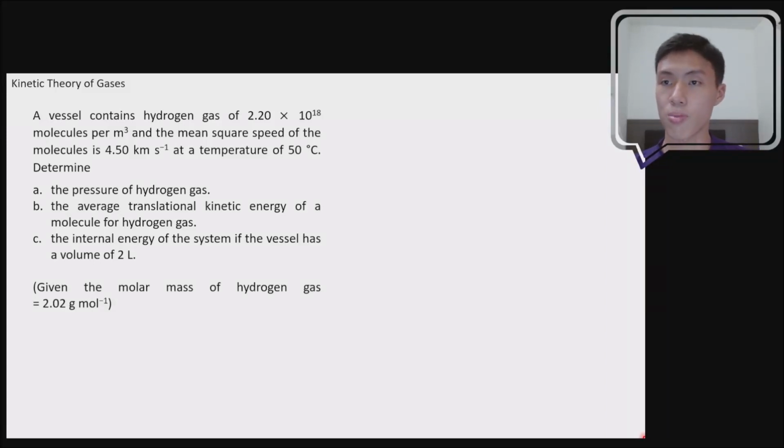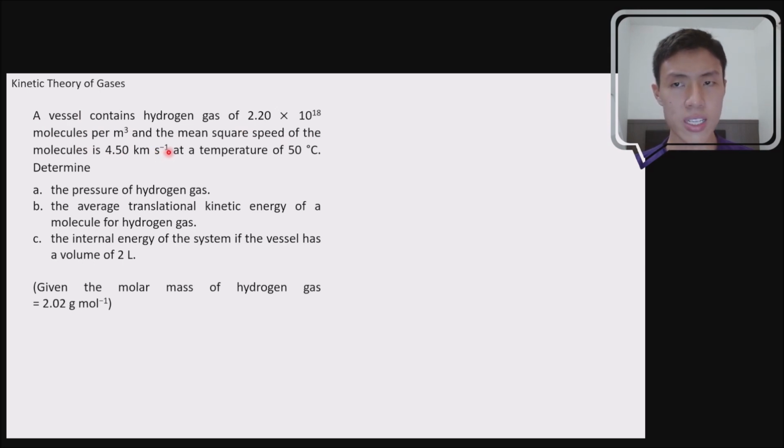Let's try to solve this problem here. So you have a vessel containing hydrogen gas of 2.20 times 10 to the power of 18 molecules per meter cube, and the mean square speed of the molecules is 4.50 km per second.